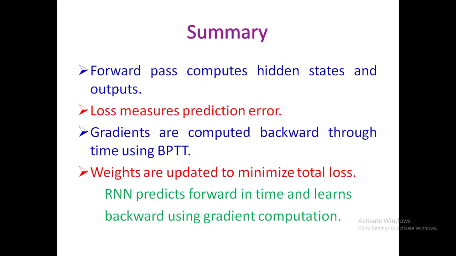Coming to the summary, the forward pass computes hidden states and output for each time step. The loss function measures prediction error. Gradients are computed backward through the time steps using BPTT, and weights are updated iteratively to minimize the total loss.